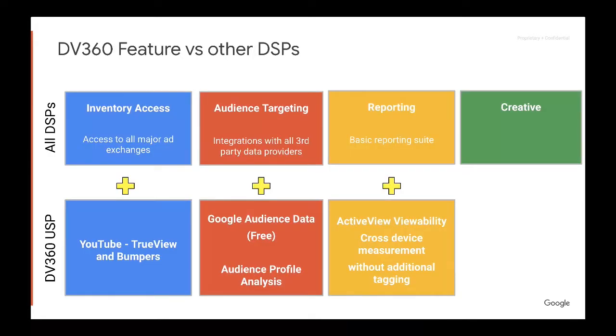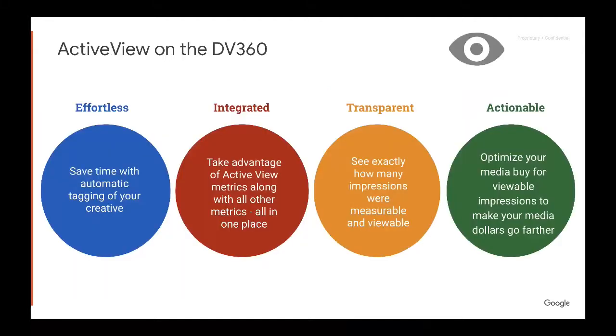So now we'll go into reporting. Most DSPs already provide some basic reporting suite, but for DV360, we have some additional features. We have Active View viewability and cross-device measurement, without any additional tagging. On DV360, implementing Active View is effortless. There is no additional tagging required, and Active View is integrated in our tools. You can use Active View as a dimension in reporting or layer it in the targeting of your line item.